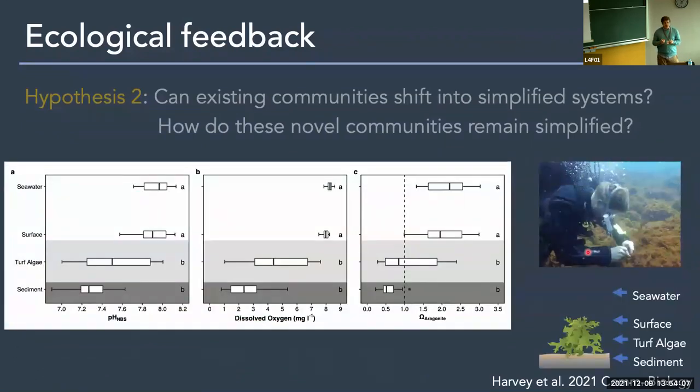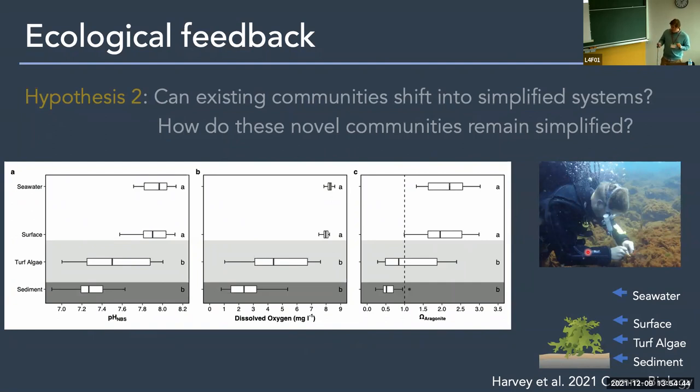And so we wanted to know, therefore, how bad are those conditions within the sediment, within the rock itself? Can we actually start to get some indication about what those environmental conditions are like? And so we took some small water samples in situ within the sediment. So this is where you've got the rock, you have the sediment, you then have the turf algae. We took a sample within that, something at the surface of the turf algae, so between the water and the turf, and then a sample higher up within the seawater, like 2 or 3 meters.